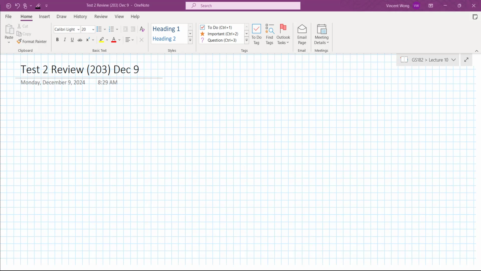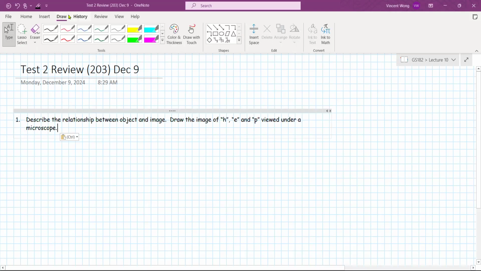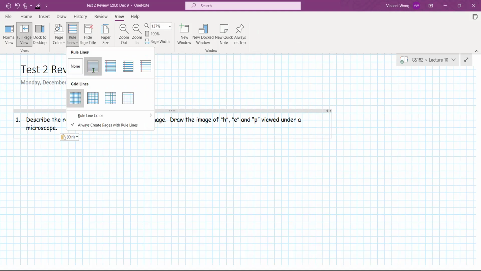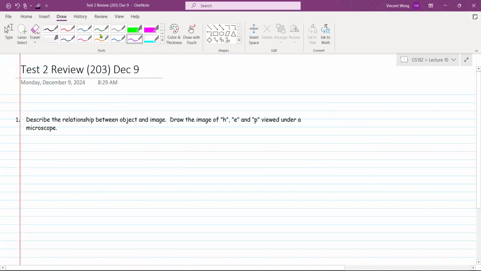But here we go. So first section is the microscopy lab, and this is the first question. Describe the relationship between the object and the image. Draw the image of HEP as viewed under the microscope. So the relationship between the object, which is what you place on the slide, and what you're looking at, the proper way of describing it would be inverted.